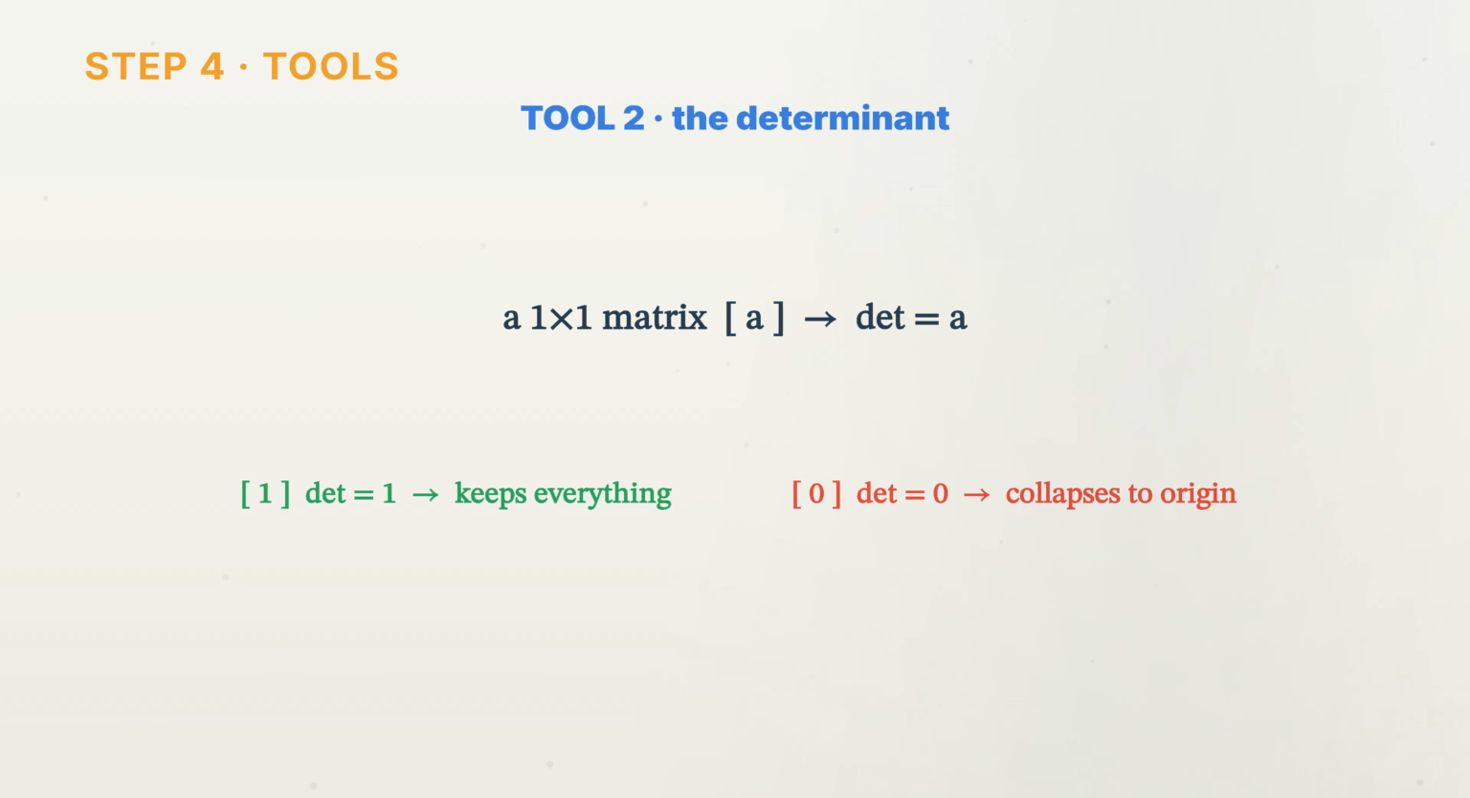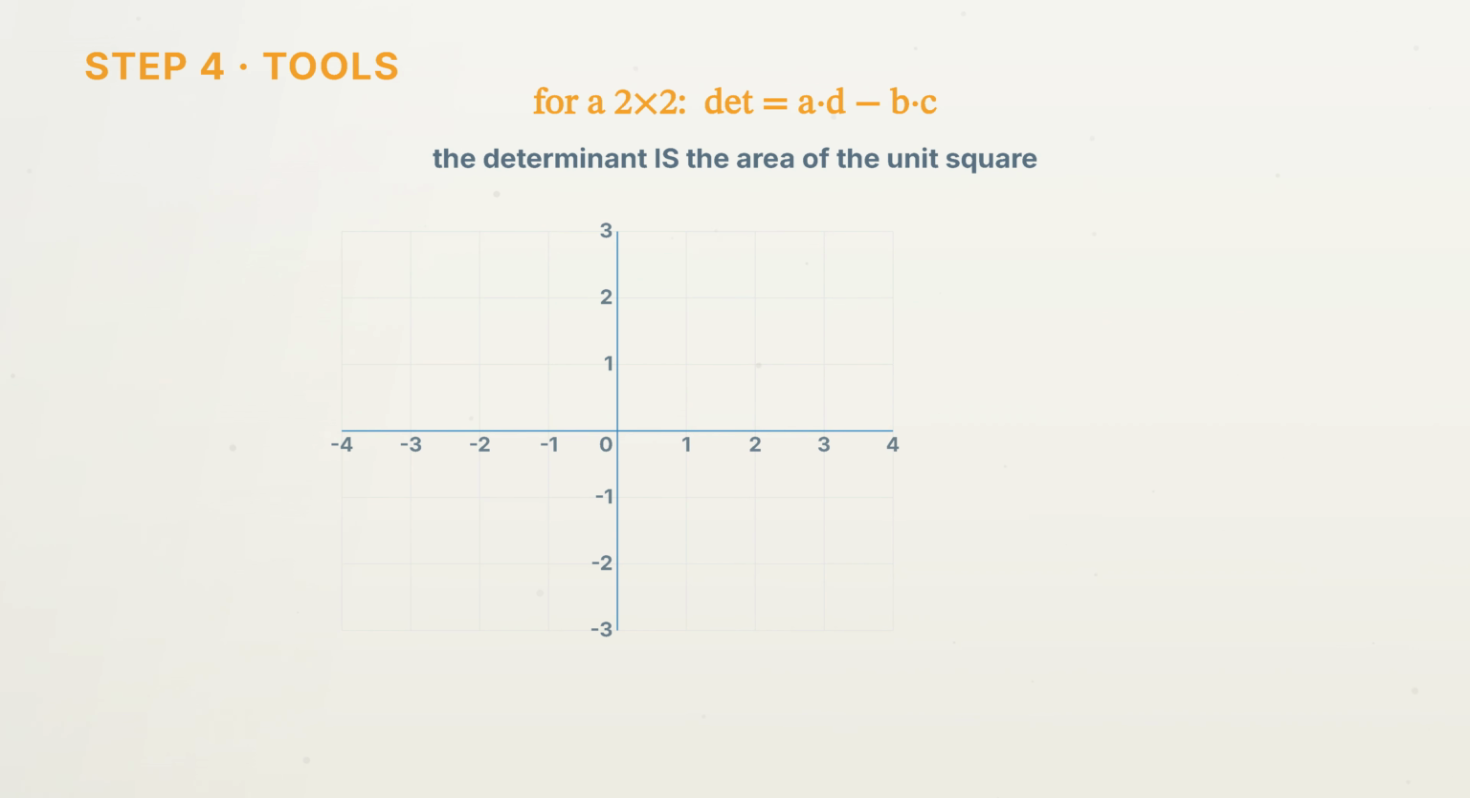Tool 2. The determinant. Start simple, a 1 by 1 matrix. Its determinant is just that number. 1 keeps everything, 0 squashes everything to the origin. For a 2 by 2, the determinant is 1 calculation, A times D minus B times C. Take the unit square, hit it with A, and watch it turn into a parallelogram.